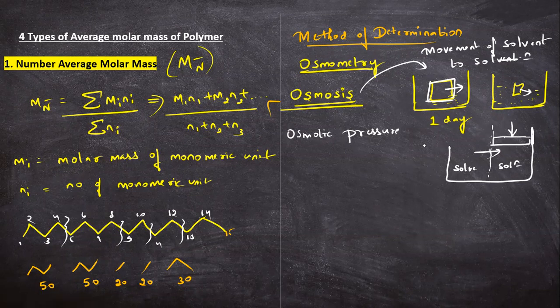So some pressure is applied. That pressure, let me denote it as pi. That pressure prevents the flow of solvent to the solution side. That is what the osmotic pressure is.